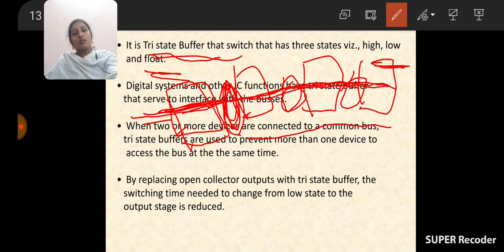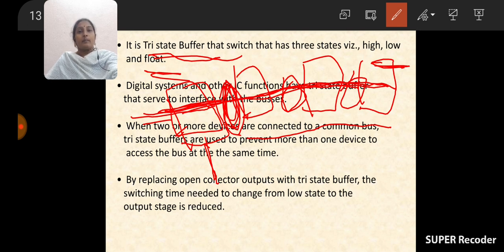Means at a time how many devices will be accessed, or in enable condition? Only one device. After accessing one device, the buffer should connect the output of the first one to the second one. Then only it will be accessed. That means at a time only one device will be accessed. So in this way, the devices will be accessed one by one.